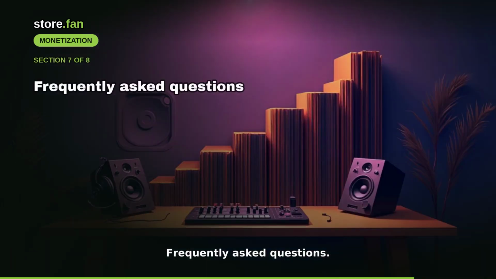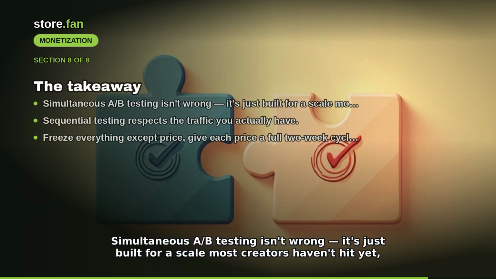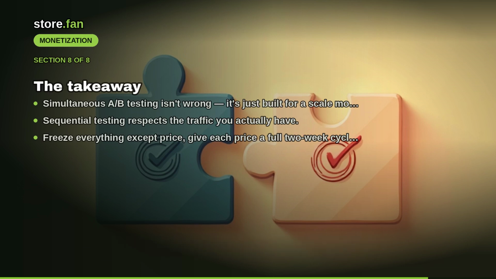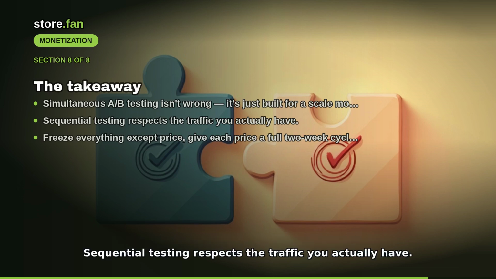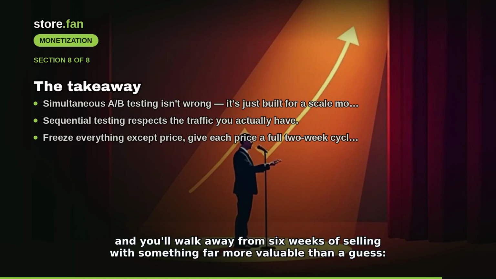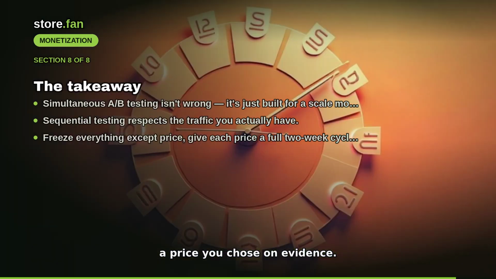Frequently asked questions. The takeaway. Simultaneous A/B testing isn't wrong. It's just built for a scale most creators haven't hit yet, and pretending otherwise turns a smart-sounding process into a random number generator. Sequential testing respects the traffic you actually have. Freeze everything except price. Give each price a full 2-week cycle. Measure revenue per visitor instead of raw sales, and you'll walk away from 6 weeks of selling with something far more valuable than a guess. A price you chose on evidence.